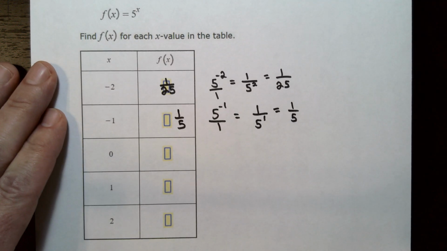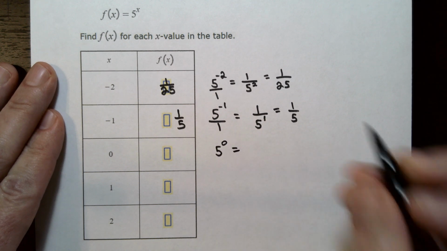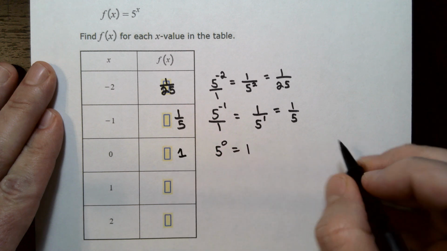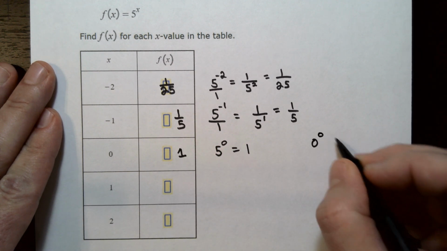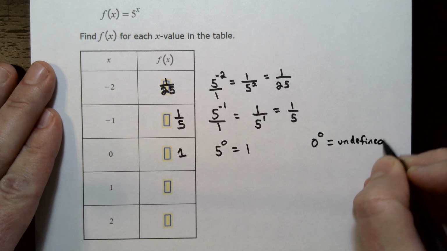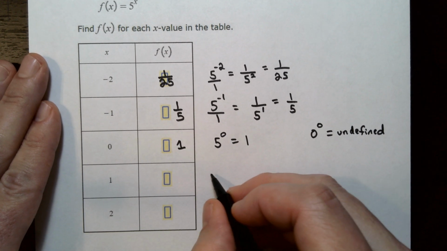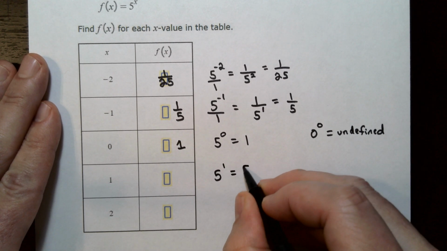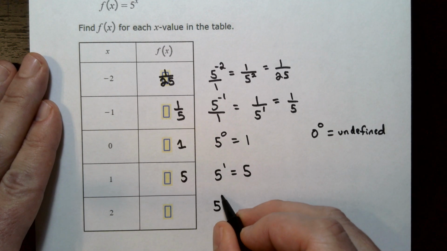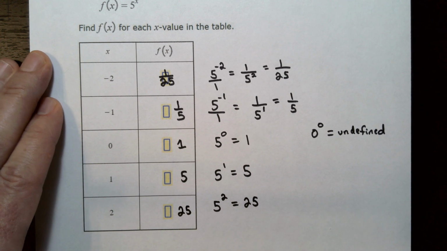On the 0, so 5 to the 0 power. Anything to the 0 power is 1. There is one exception to that rule, by the way. 0 to the 0 power doesn't have any meaning. That's undefined. That's the only thing that if you raise it to the 0 power, you won't get 1. 5 to the 1 power is equal to 5. And then 5 to the 2 power is equal to 25. So that's our final answer. There we go. So we filled in the table.